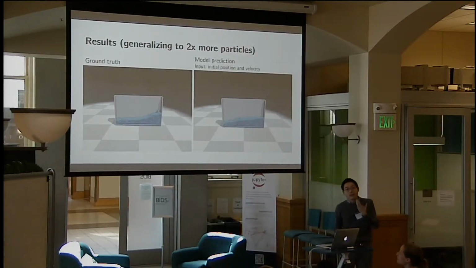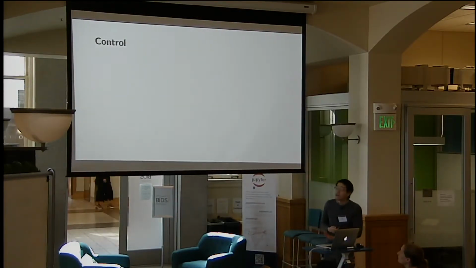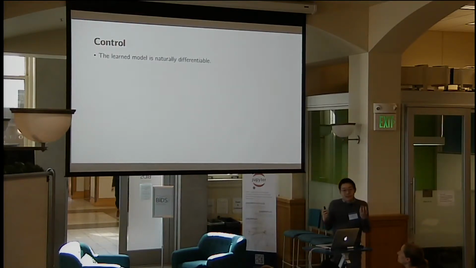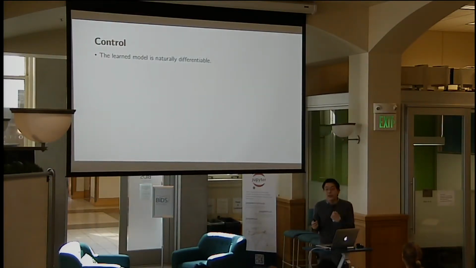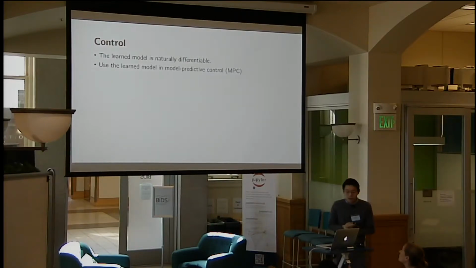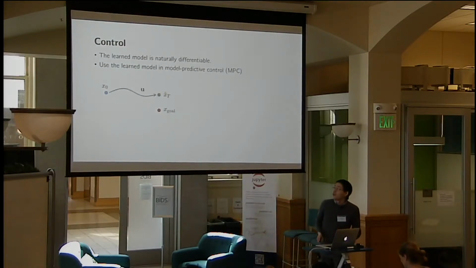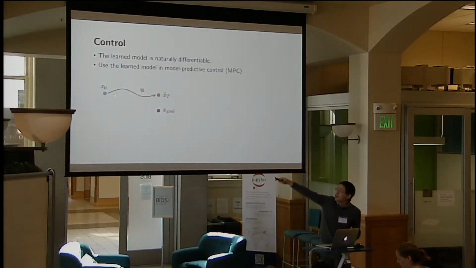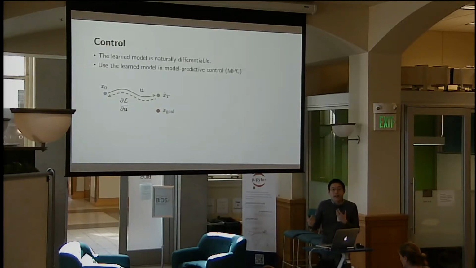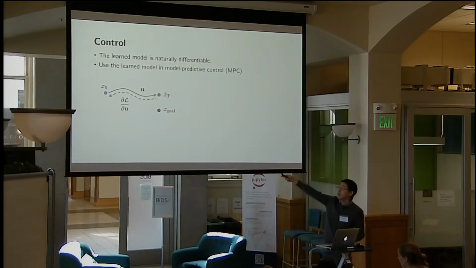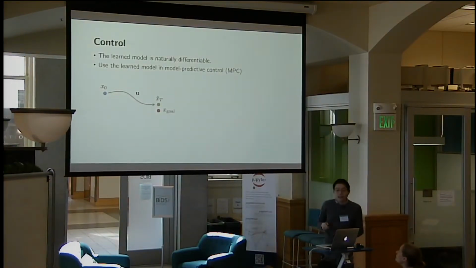And now, having this predictive model, you can use it for control. Because the learned model is a graph neural network, it's naturally differentiable, so you can use it in model predictive control. Basically, you have the current state and there's a goal. Given a particular policy or action, say U, the model tells you what's going to happen. You can compute the difference between your prediction and the future goal, calculate the gradient, and use gradient descent to search for the policy, so what actions I should take. Then I can correct my action to get closer to my goal.